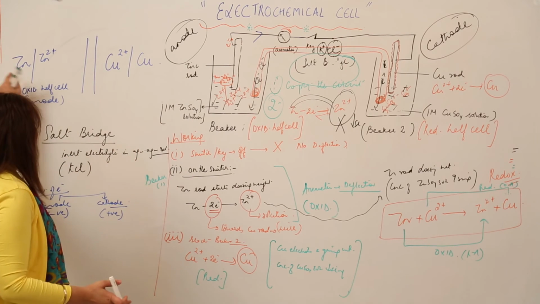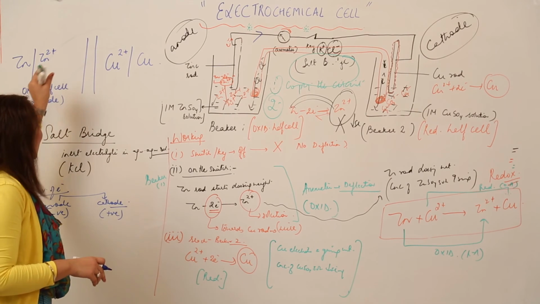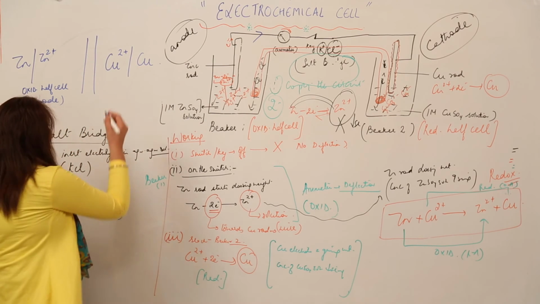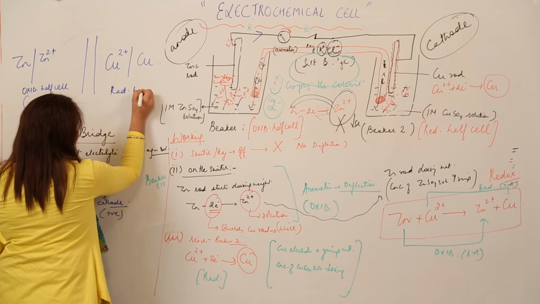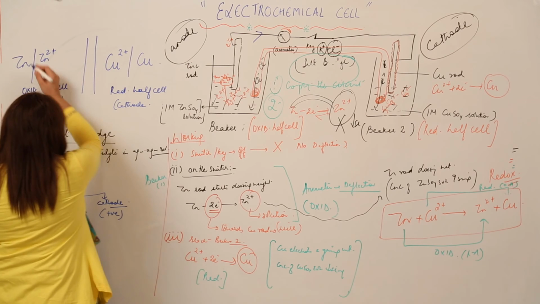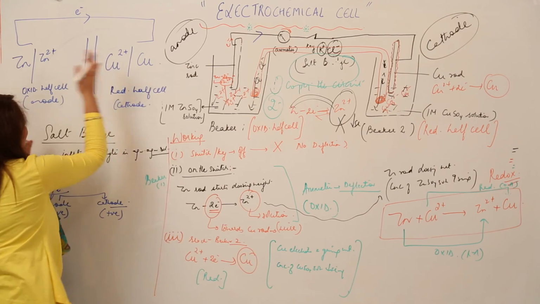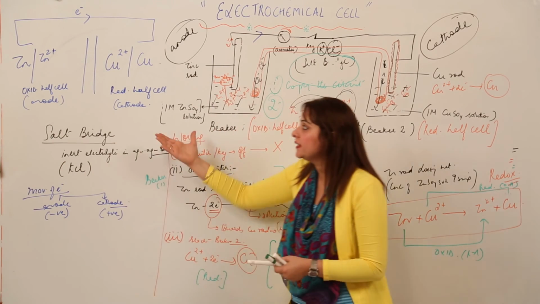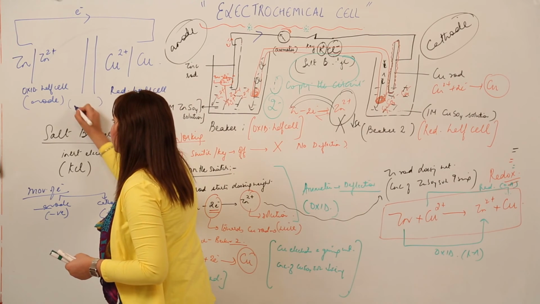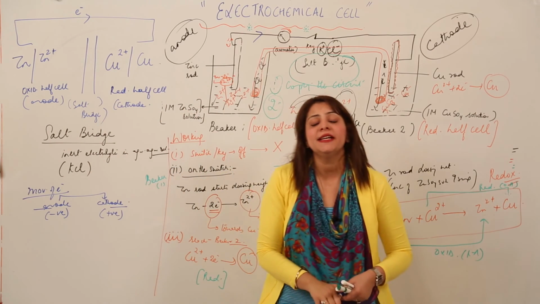What you need to write? You need to write what it was initially and what it became after the oxidation, right? And similarly what it was initially in beaker 2 and what it became after the reduction, right? And this is the reduction half cell, and it acts as cathode, right? And the electrons just move from this side to this side. So this is how you're going to represent the electrochemical cell. Do write that these two lines indicate the salt bridge. So this is how you're going to represent the electrochemical cell.